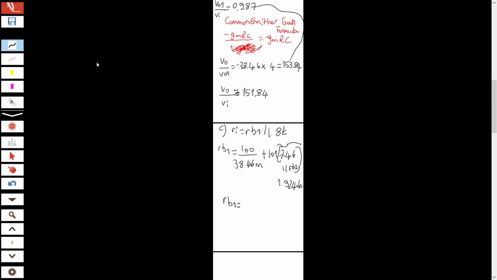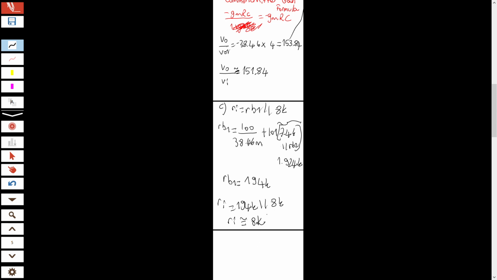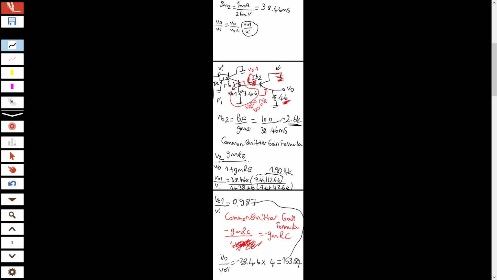Plus 101 times 1.924K, it is 194K. So our input simply becomes 194K parallel 8K. We can say it is approximately 8K, because 194 is more than 20 times larger. It is negligible. Our input is like 8K. What is our output? Our output simply is RC2. What I see here is RCE, and RCE is infinite in this question, where VA is infinite. So our output simply becomes 4K.